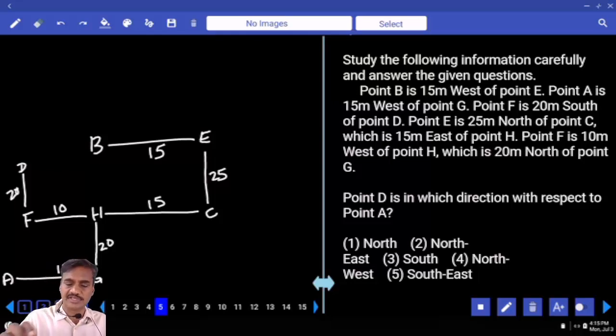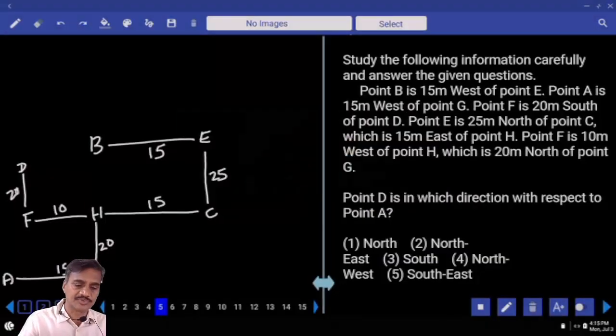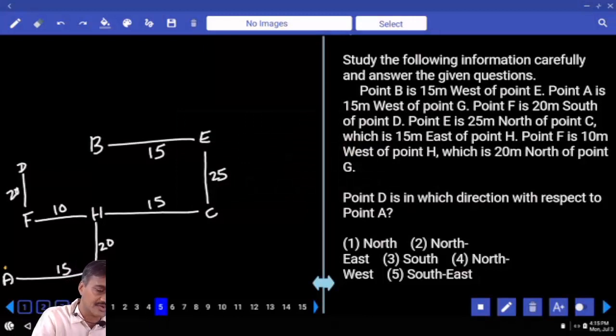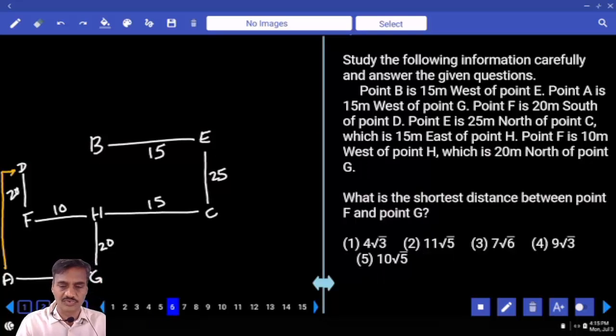Then D is in which direction with respect to A? Now with respect to A, we need to find out D. Now from D, north and east is northeast. Northeast, that is choice 5 to question number 5.